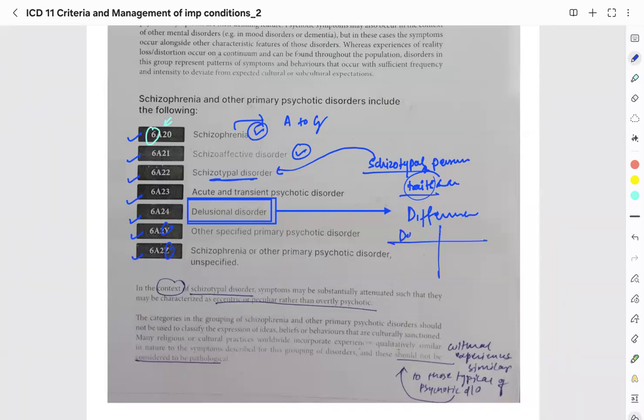But mainly delusional disorder and schizophrenia. What's the difference?